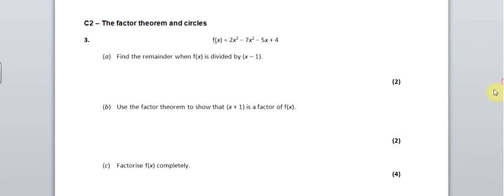Okay, bit of core 2 work now. So question 3, find the remainder when f of x is divided by x minus 1. Now you might be tempted to actually do the division, which is okay, but there's a much quicker way. You can use the remainder theorem.